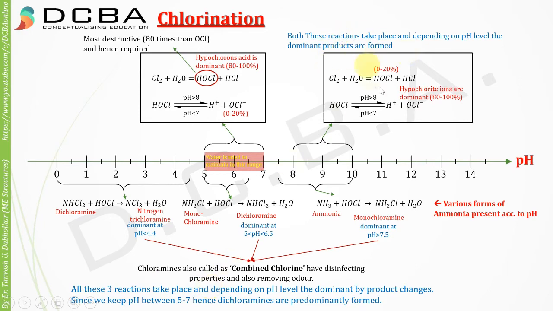Again, just as both of these two reactions take place, and depending on the pH level, a certain product is dominant, in the same way here, all these three reactions are going to take place, but depending on which pH your water is at, that dominant product is going to form. Since we try to maintain our pH between 5 to 7, our dominant product which is going to be formed is dichloramine, correct? Now moving further, chlorine dosage.